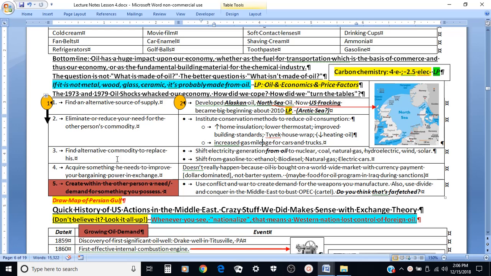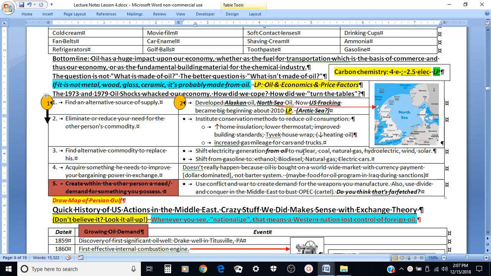Find an alternative commodity to replace his, right? So we shift electricity generation away from oil. There's very little electricity generated from oil these days, right? Maybe 1%. Places that are limited, like Hawaii, where you have to ship in hydrocarbons. Well, it's a lot cheaper to ship in hydrocarbons in the form of oil than coal, right? And it's a lot easier to utilize than the coal.